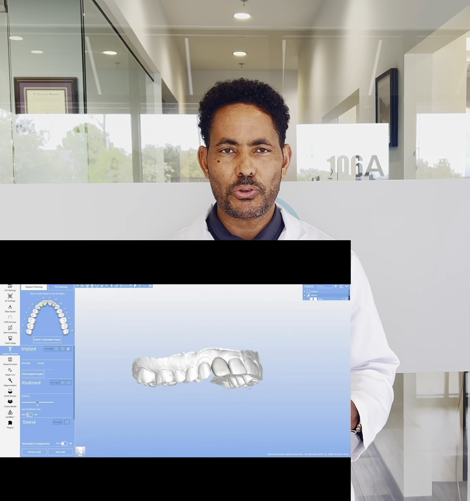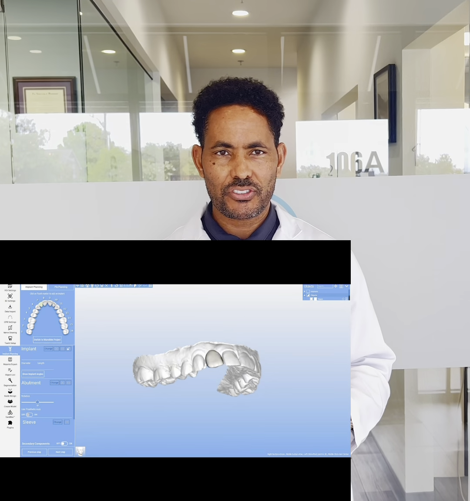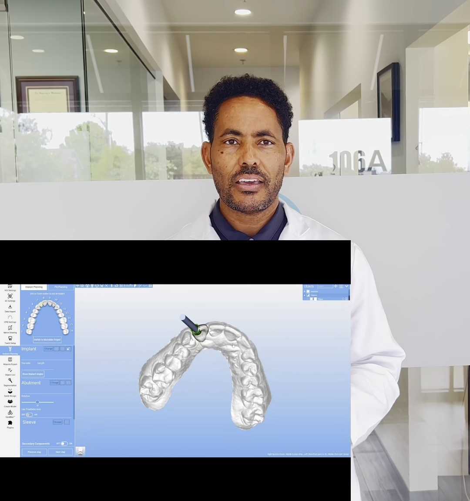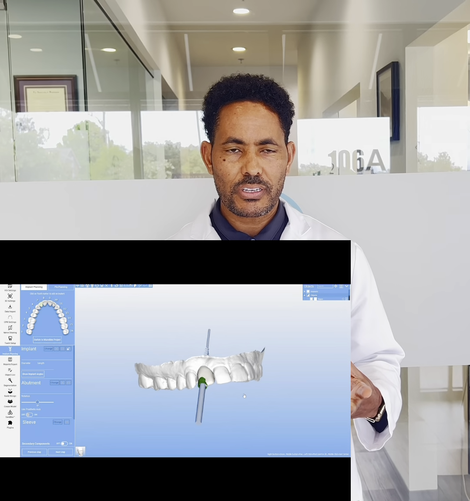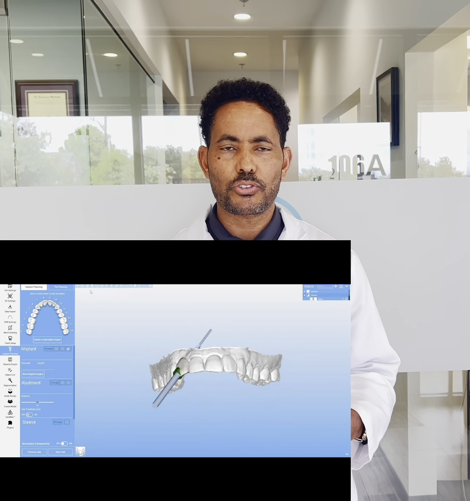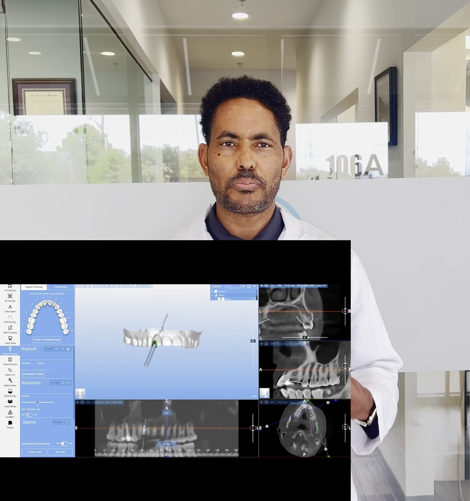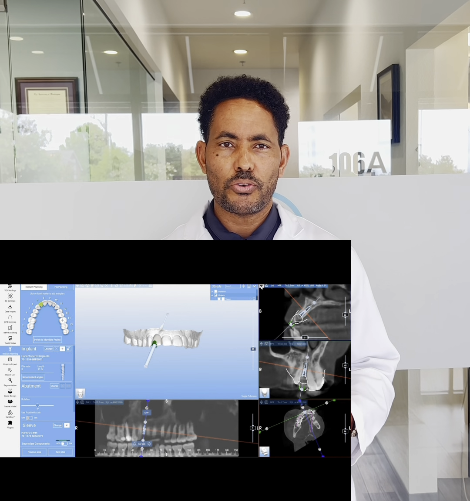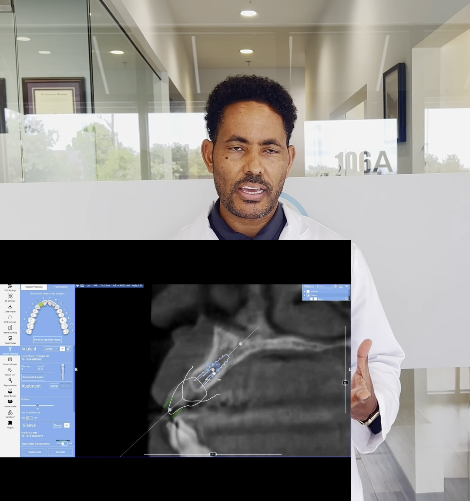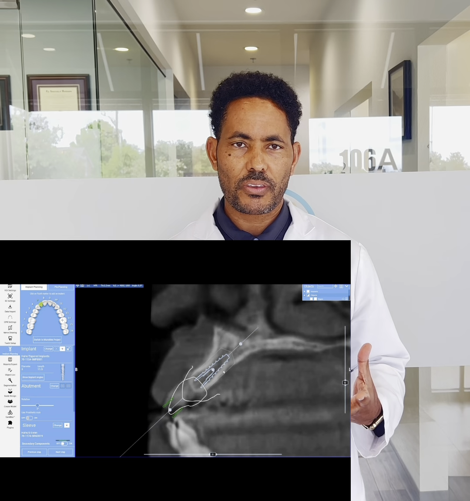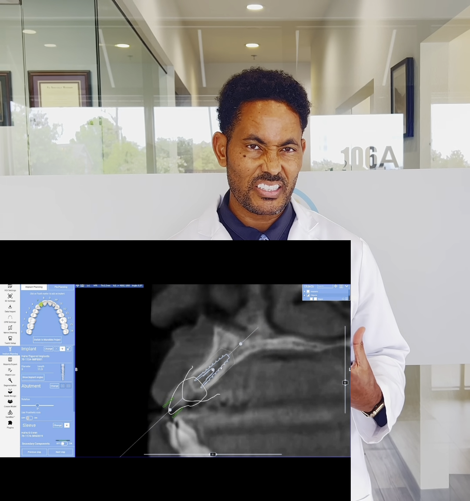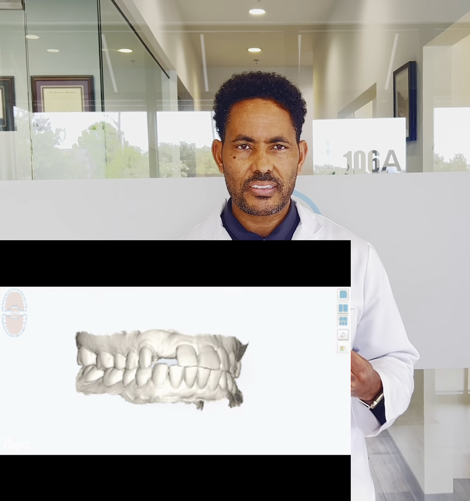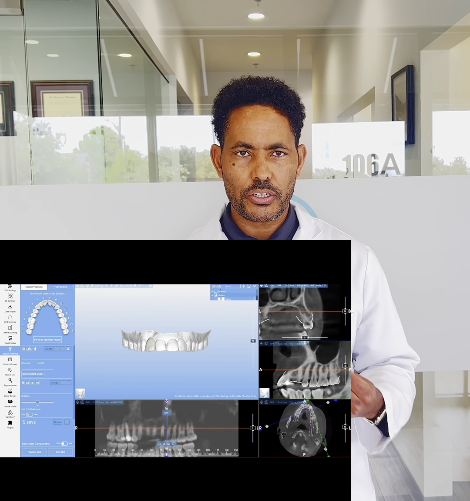She had what we call a Maryland bridge, so basically just a bridge between those two adjacent teeth. Now that bridge broke, and so now we want to get her an alternative approach, more of a long-term fix. Looking at the case, I'm looking at her CBCT 3D scan to see what would be the best outcome for her long-term.